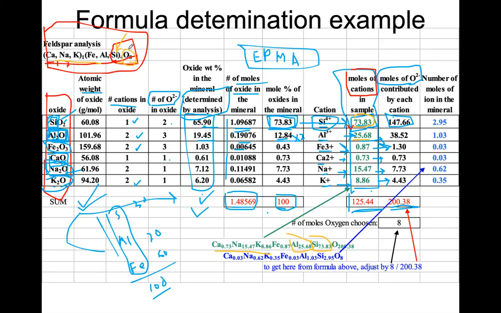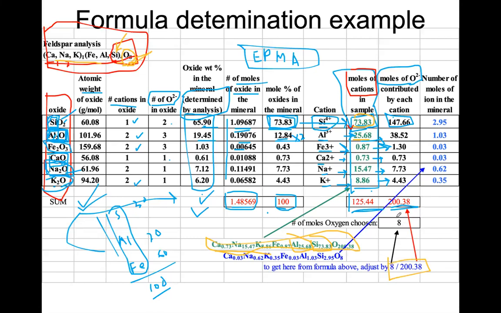Usually we keep the formula simplified, right? This is not a simplified representation. So we want to have the minimum representation. Therefore, we have to recalculate these mole numbers so that it corresponds to 8 oxygens. So for that, you have to take this ratio, right?